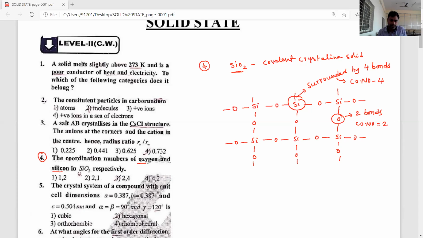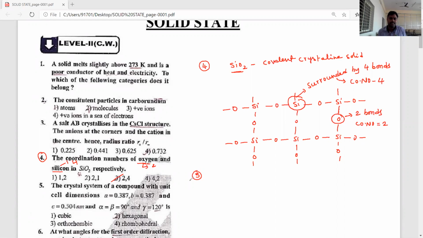Now with respect to what they asked, first oxygen coordination number, next silicon coordination number. That's why the correct answer, for oxygen it is 2 and silicon it is 4. The correct answer is 2 comma 4. Okay, clear students? Now the fourth question answer is 3. Third option is correct. So oxygen coordination number is 2 and silicon coordination number is 4. Let's see the fifth question, what they asked.